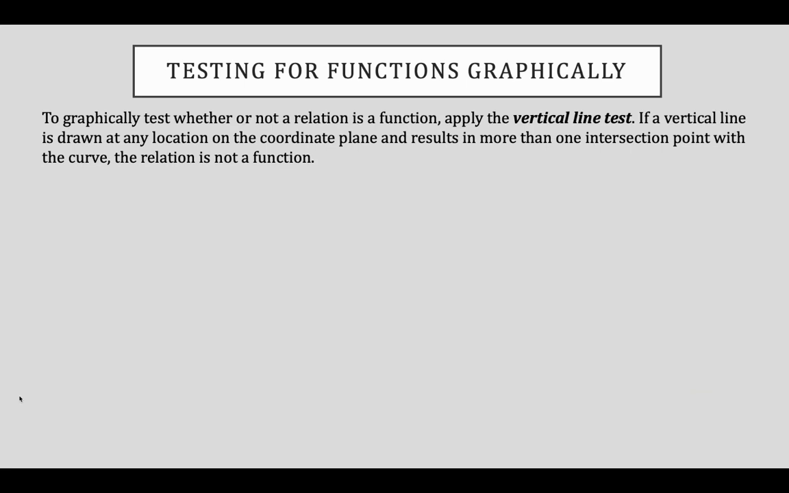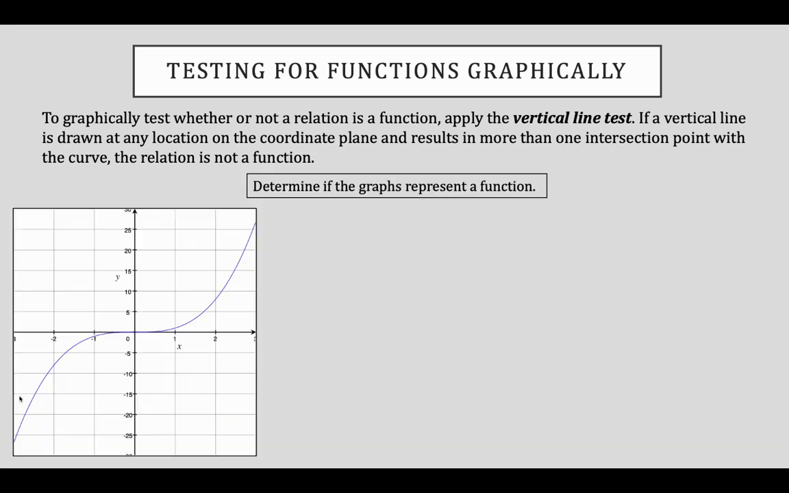We can also test for functions graphically. To test whether or not a relation is a function, apply the vertical line test. If a vertical line is drawn at any location on the coordinate plane and results in more than one intersection point with the curve, the relation is not a function. Determine if the graphs represent a function.